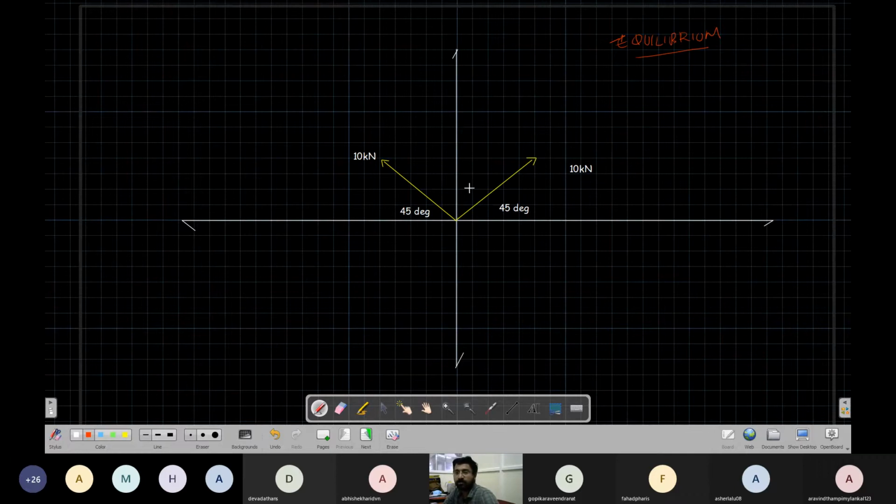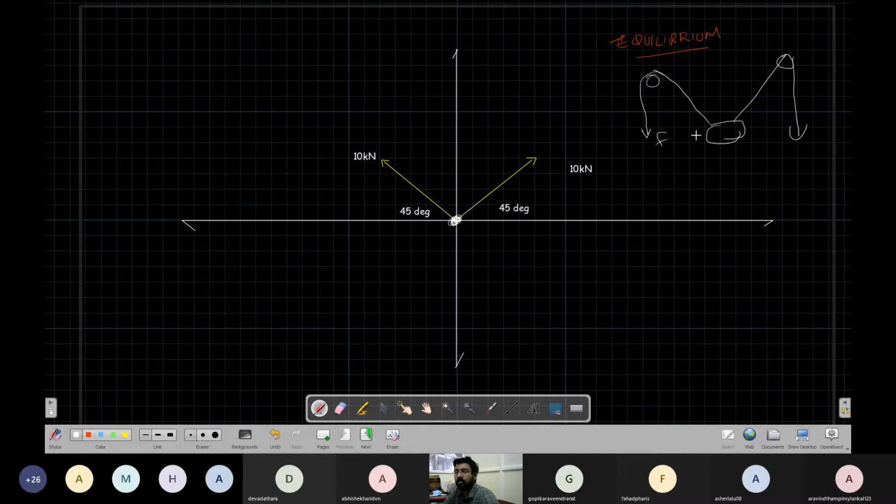So for example, let's say we have a system of forces. This is a body, and it has been acted upon by two forces, each of 10 kilonewton magnitude. It can be in any direction. So let's say we have a stone here, and you tie a rope to the stone, then you're pulling it.